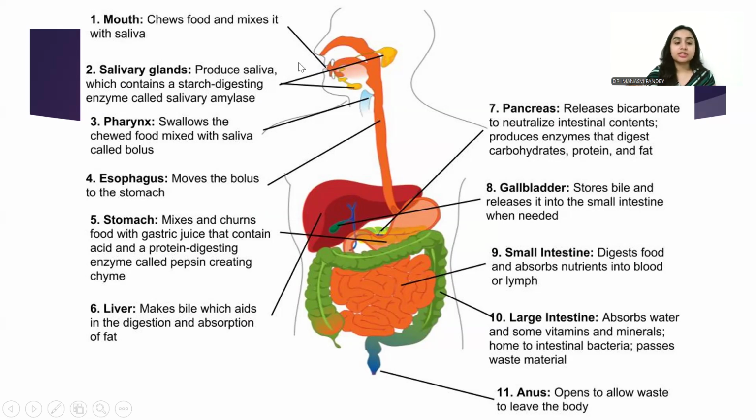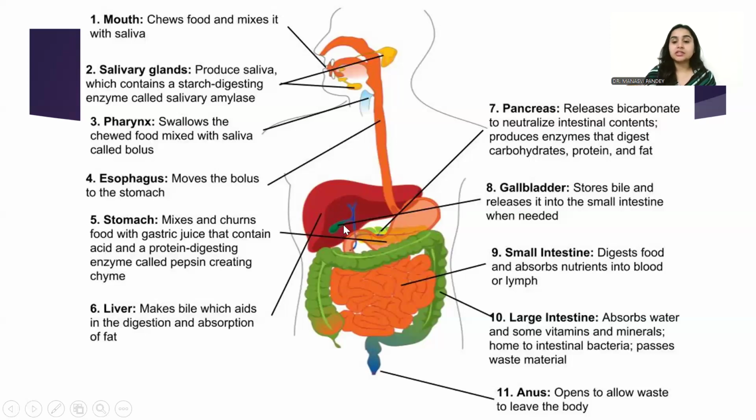The esophagus moves the bolus to the stomach, so it is the passage through which the bolus moves and reaches our stomach. The stomach mixes and churns the food with hydrochloric acid and pepsin, which is a protein digesting enzyme, creating chyme. The liver makes and secretes bile juice, which aids in the digestion and absorption of fat, or emulsification of fat. The pancreas releases bicarbonate to neutralize intestinal contents, and produces enzymes that digest carbohydrates, protein, and fats.